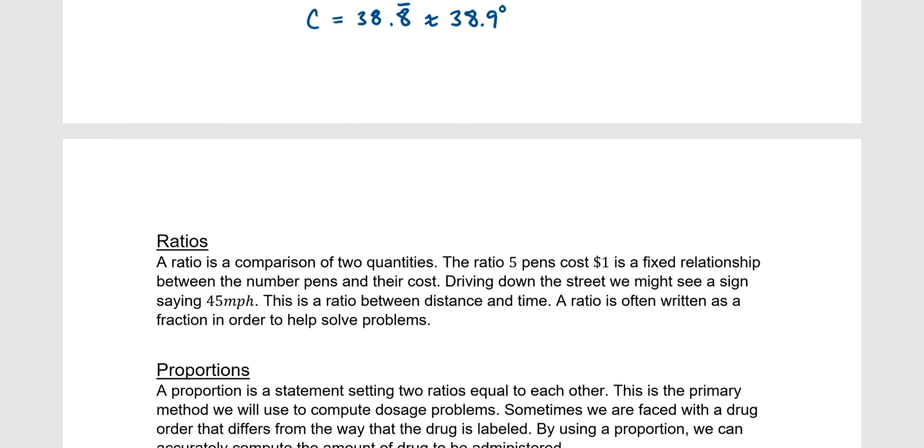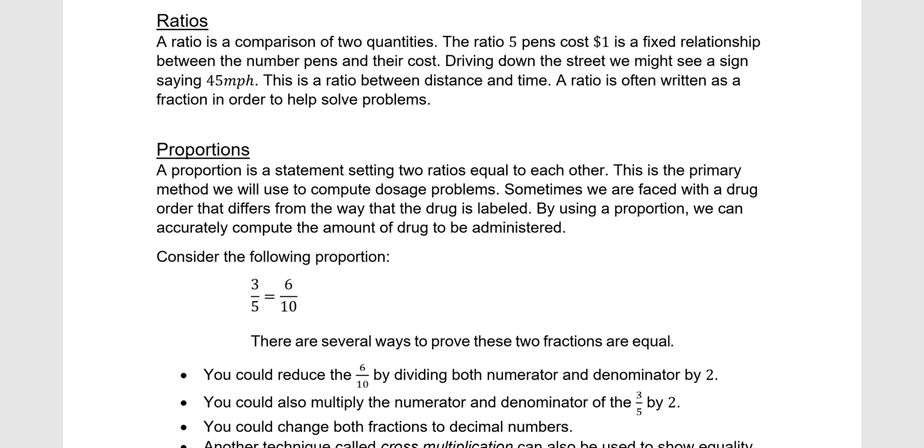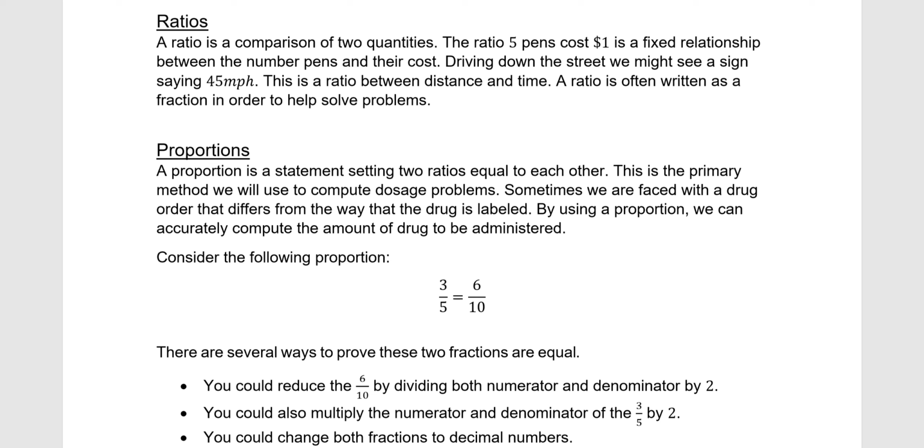Okay, for the next thing with ratios, a ratio is just a comparison of two quantities. So for example, the ratio 5 pens cost $1 is a fixed relationship between the number of pens and their cost. And driving down the street, you might see a street sign that says 45 miles per hour. That's a ratio between distance and time. And a ratio is often written as a fraction in order to help us solve certain problems. So all a ratio is a comparison or a fraction.